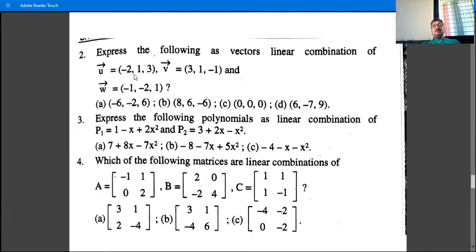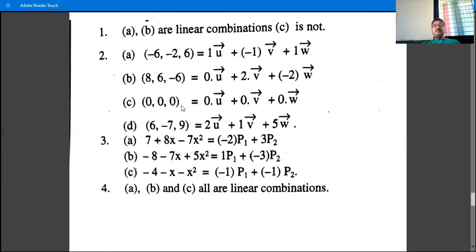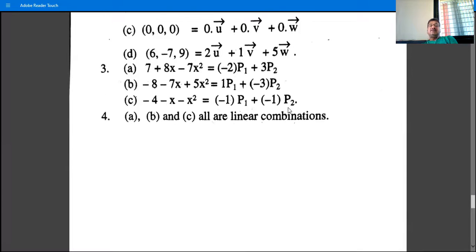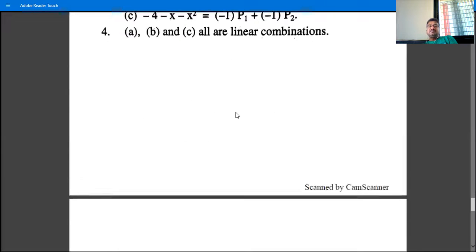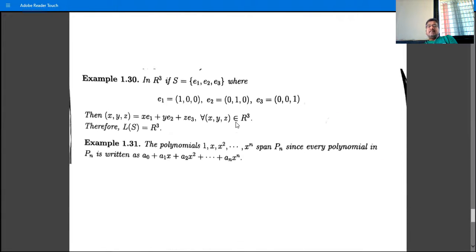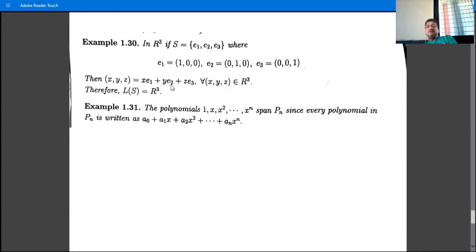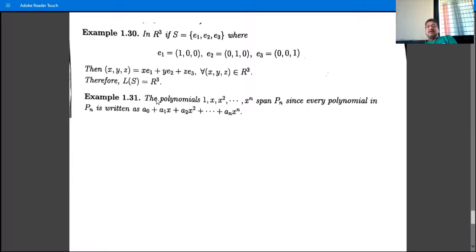Just take K1 as 0 into u bar plus 0 into v bar plus 0 into w bar. So the zero vector is expressed in the form 0 into u bar plus 0 into v bar plus 0 into w bar, so no need to do any calculation. We directly say K1 is 0, K2 is 0, K3 is 0. In R3, if S is the set E1, E2, E3, where E1 is 1, 0, 0, E2 is 0, 1, 0, and E3 is 0, 0, 1, then every vector of R3 is expressible as a linear combination of E1, E2, E3, and therefore we say the linear span of S is equal to R3.